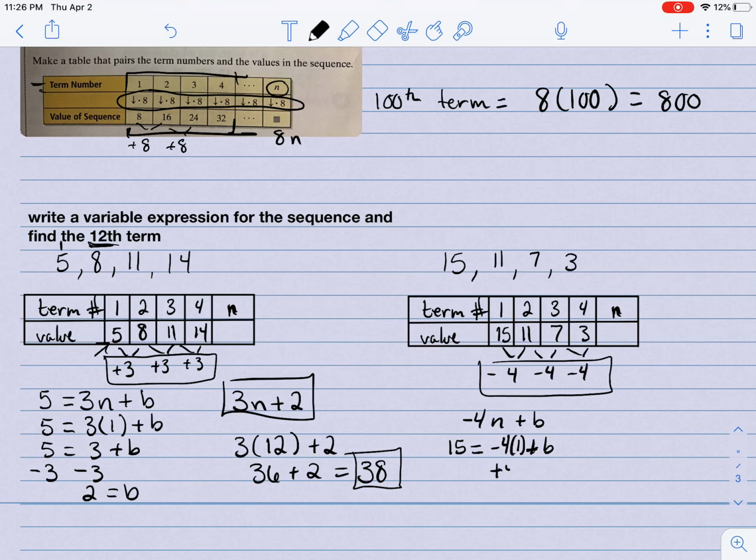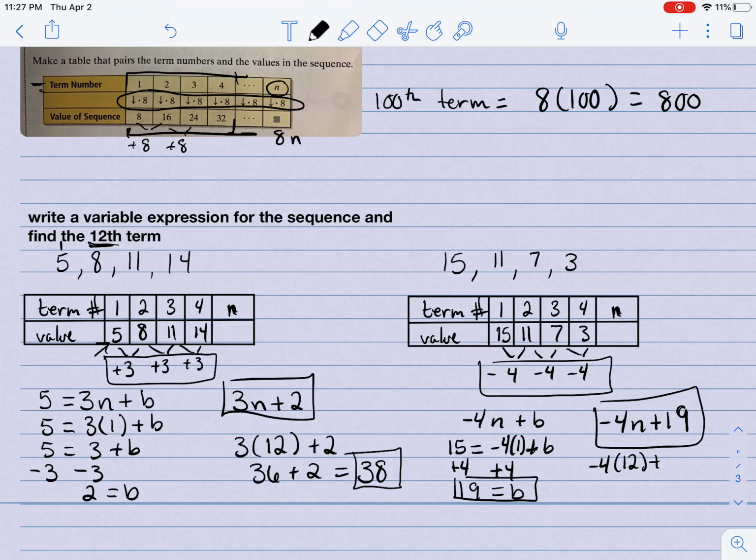So to find b, we've got to get rid of this minus 4. So we're going to add 4 to both sides. And what we'll get is 19 over here, and that is equal to b. Okay, so now our variable expression is going to be negative 4n plus 19. Now if you put 1 in for n, negative 4 times 1 is negative 4, plus 19 is going to give us 15. Okay, last step, we want to find the 12th term.